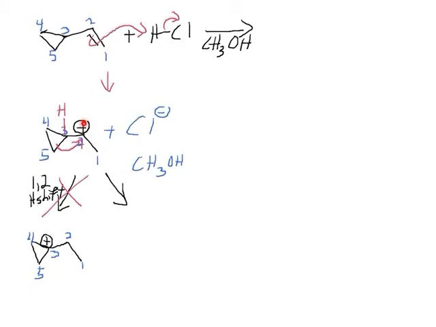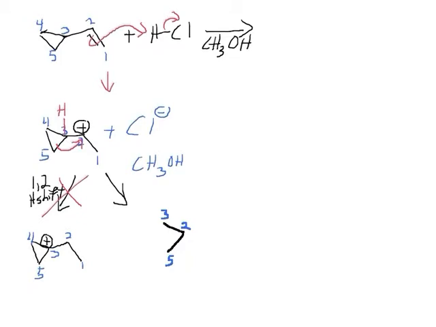So what bond did we make here? What two carbons are now bonded? 5 and 2. So let's just draw it like that. 5 and 2. What else is 2 bonded to? 2 is also bonded to carbon 3. Good.